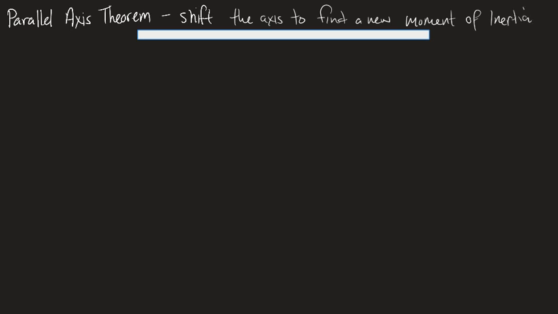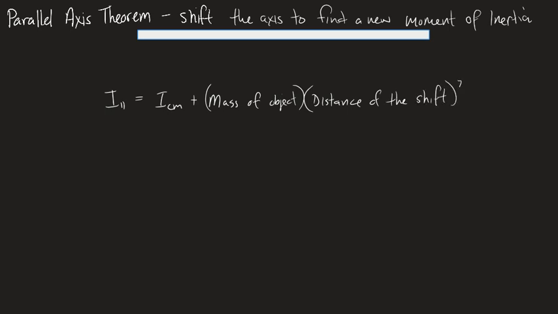You have to be careful. It is called the parallel axis theorem. So you can only shift it to parallel axes. So super simple. First, you have to know the center of mass. That has to be given. But then you have to add the mass of the object and the distance of the shift squared.